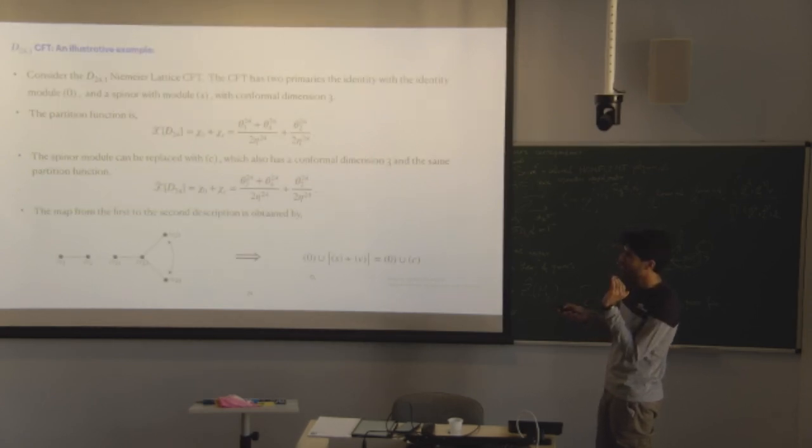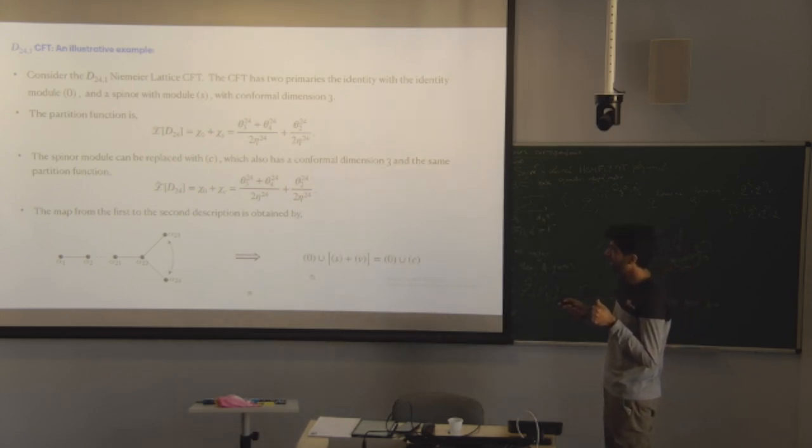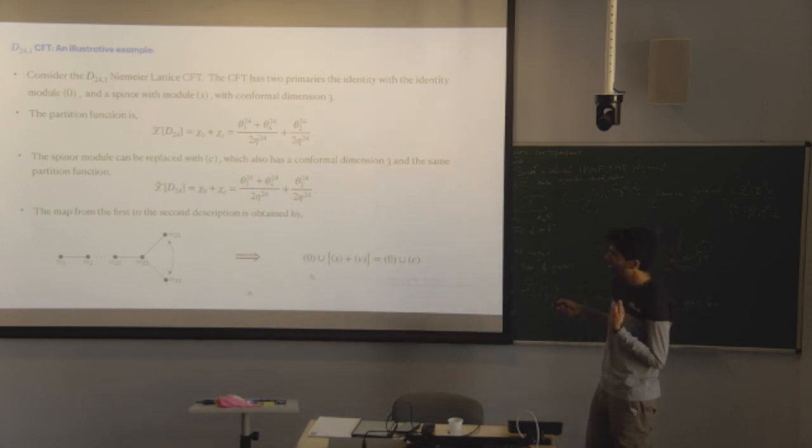So for example, look at the most simple one. So if you have the D24 CFT, then you have two primaries there. One is the vacuum and one is the spinor module. And the partition function can be written in terms of the Jacobi theta functions as follows in this equation. And then what you can do is you can just replace the spinor module by the conjugate spinor module, because you're not calculating the charges of the D24 algebra. It's just the energy that you're calculating. So you can just replace the spinor with the conjugate spinor with the same partition function, right? So you would say that these two CFTs are dual of each other.